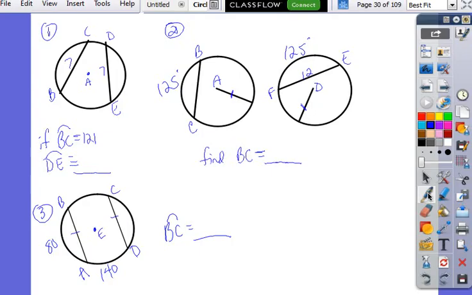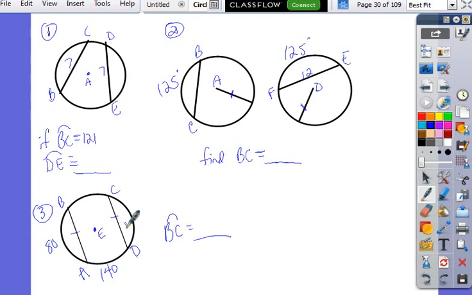All right, what's the rule here? If the chords are the same, the arcs are the same. If the arcs are the same, the chords are the same. So since both of these are 7 in here, both of the arcs on the outside are going to be 121. Since both of the arcs on these next ones are 125, then those two chords would have to be 12. What do we do on one like number 3 down here?